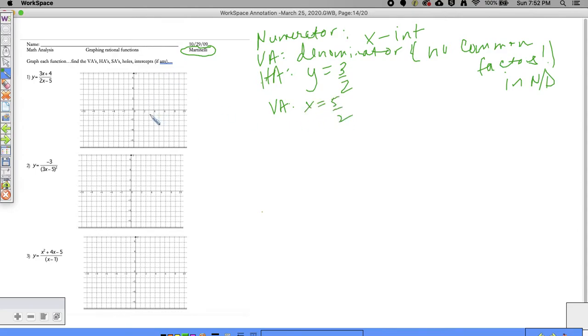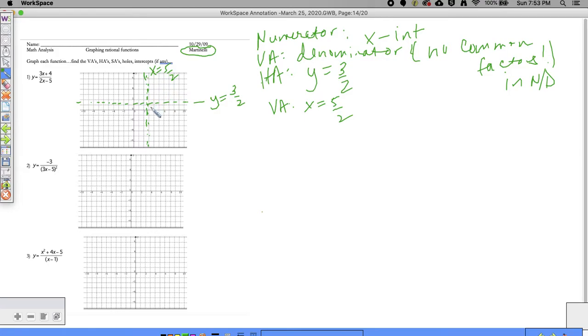Now 5/2 is like 2.5, so 2.5 is going to be literally in between. God, forgive me, but this is where it is. My horizontal asymptote is at y equals 3/2. I really should have probably broken this down into three big problems, three different pages, but lazy me. Anyway, it's always smart to label your vertical and horizontal asymptotes. So we have x equals 5/2.